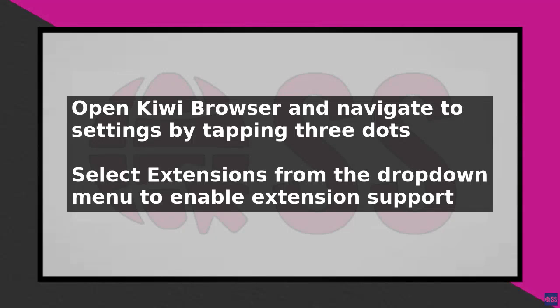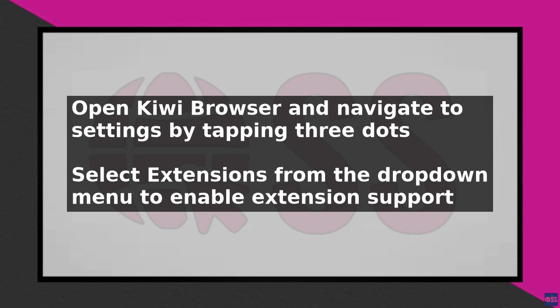To install MetaMask extension on Kiwi Browser, you need to start by opening the Kiwi Browser on your device. Kiwi Browser is a popular browser that supports Chrome extensions, making it compatible with MetaMask. First, navigate to the Kiwi Browser settings by tapping on the three dots at the top right corner of the browser window and select Extensions from the drop-down menu.